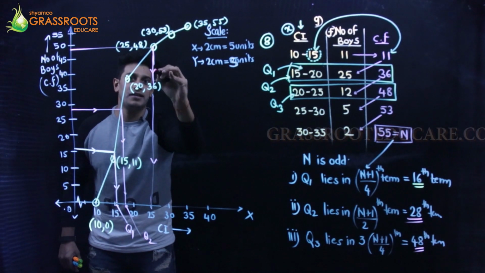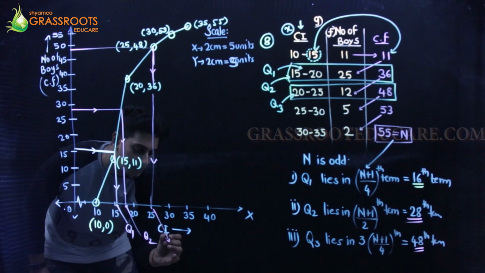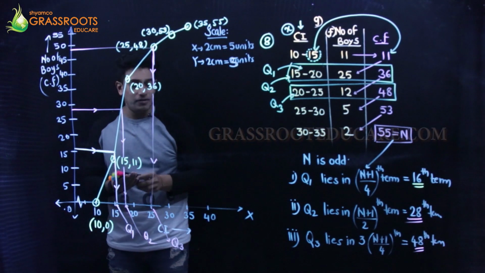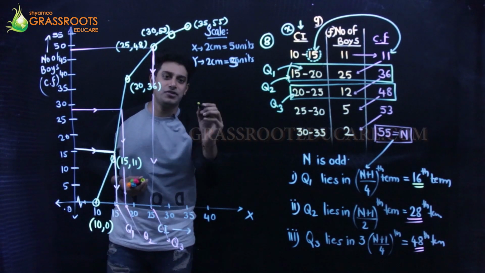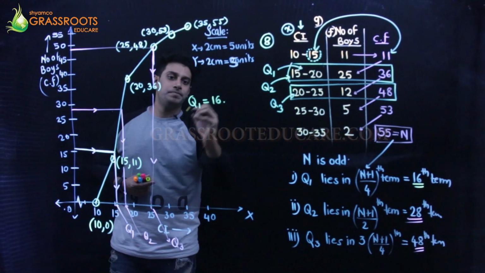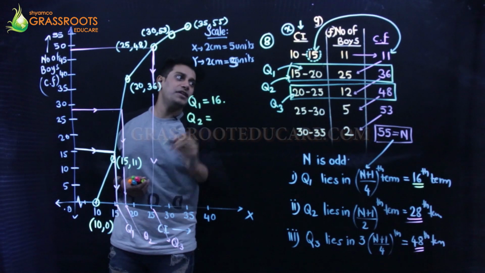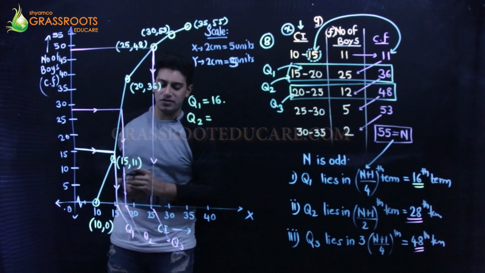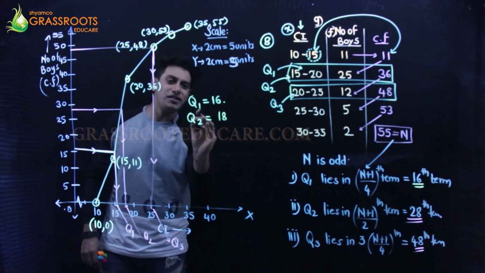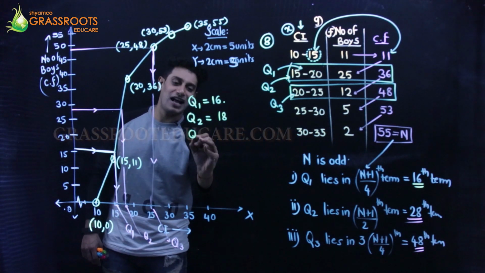That's going to be the downward arrow line. This should be your Q3. So you can say my Q3 answer, that is the third quartile answer. Q1 answer is going to be approximately 16. My Q2 answer is going to be approximately 17 or 18. One up down is okay, it's acceptable.